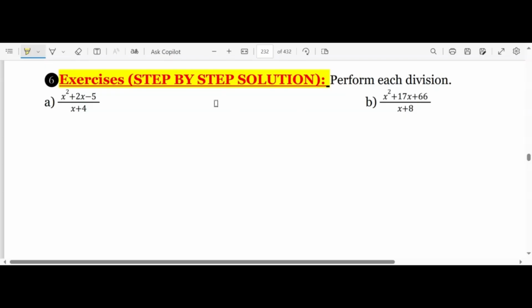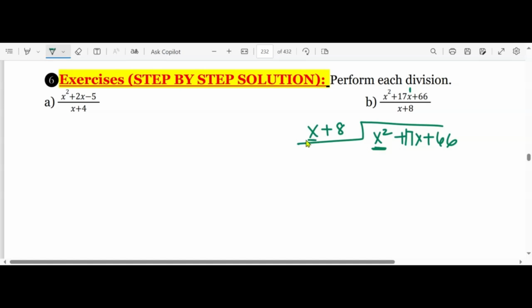The first thing you should do is make sure that they are in order. So we have this to the power of 2, this to the power of 1. So it's already in order. So you just put x squared plus 17x plus 66 and divide by x plus 8.